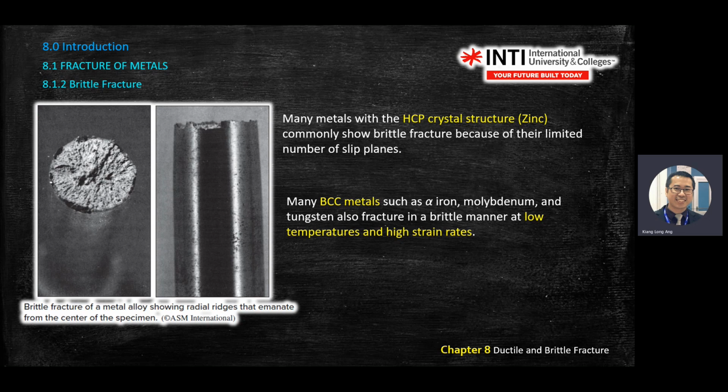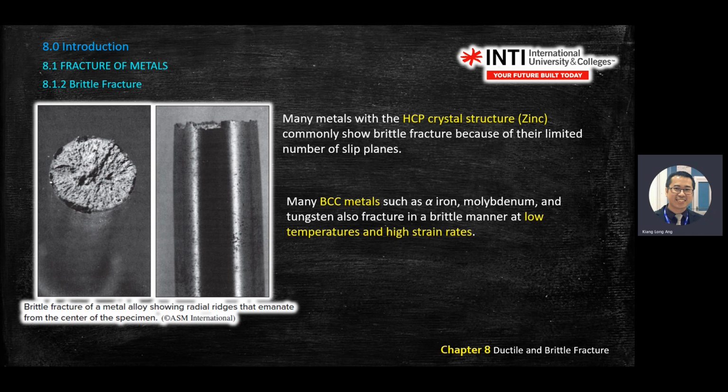So you learn about crystal structures. HCP, they show brittle fracture. BCC, iron, and so on, also the same. But BCC, they are brittle only at low temperature and high strain rate. What do I mean by high strain rate? You do it very fast. Strain means the change of elongation.